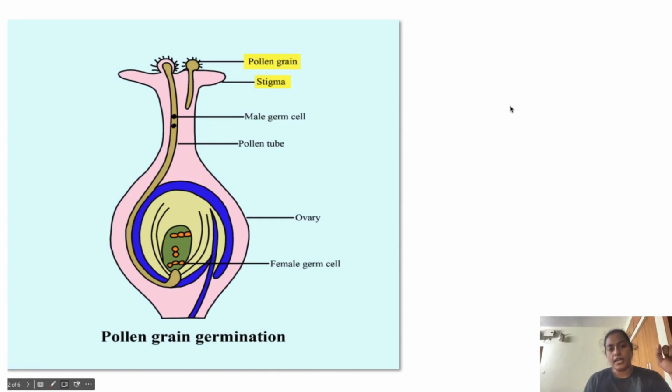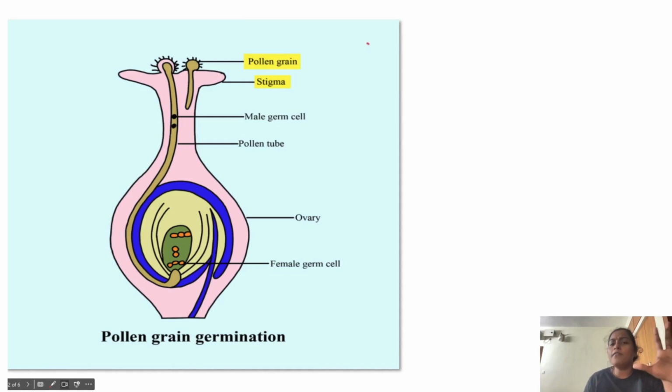Now, there is a lot of sugary substance in the stigma, and apart from that, the ovule has certain cells which will release certain chemicals to attract the pollen grain, because of which the pollen grain will germinate and a tube will start arising. So that tube is called the pollen tube. Can you see? The pollen grain is germinating and a pollen tube is growing towards the ovule.